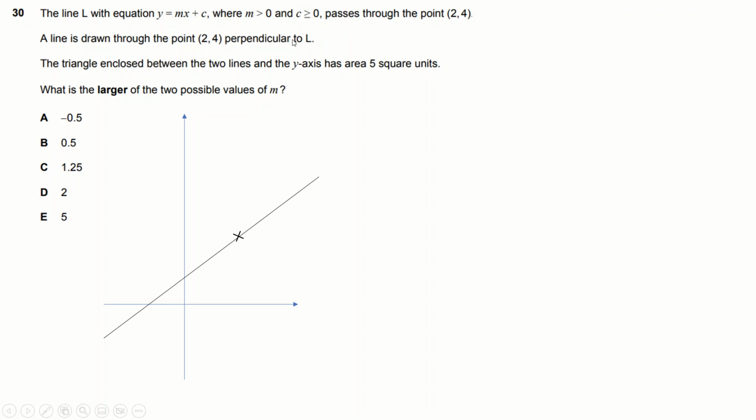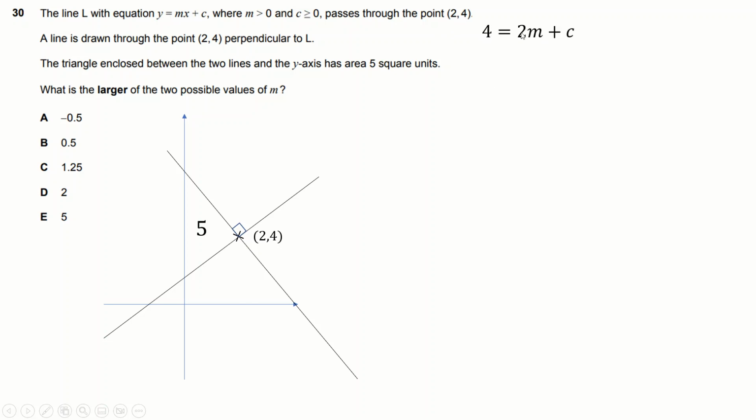We've got a perpendicular line going through that same point, so that's going to make a right angle. This area is 5. And this is (2, 4). So what can we do here? Well, if this line goes through (2, 4), then I can just substitute (2, 4) into that line.